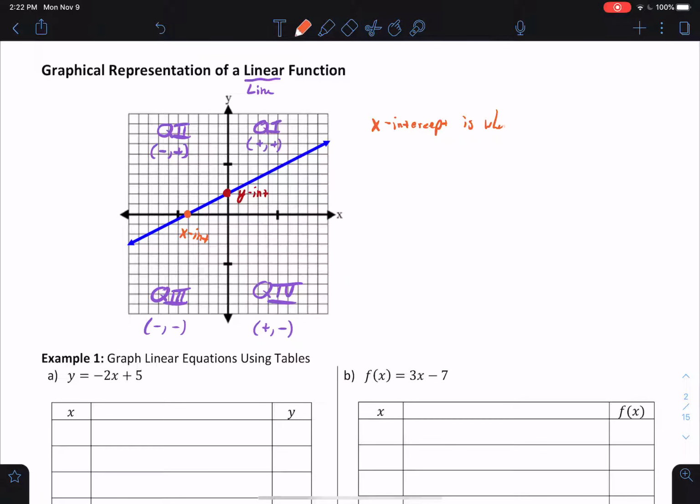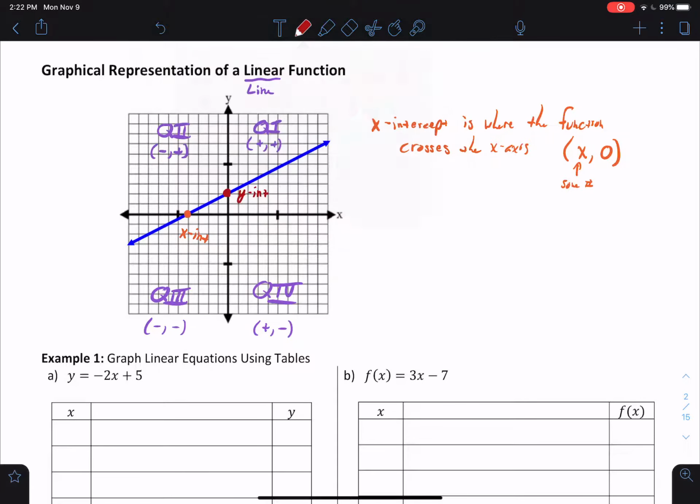The x-intercept is where the function crosses the x-axis. It will have the coordinates x, comma, 0. x will be some number, and the y-coordinate will be 0 on the x-axis.